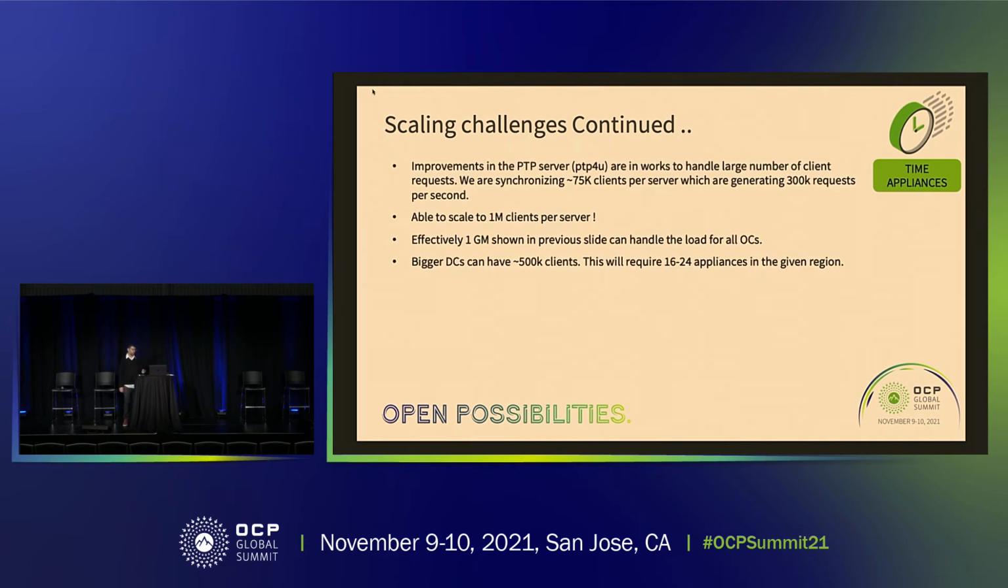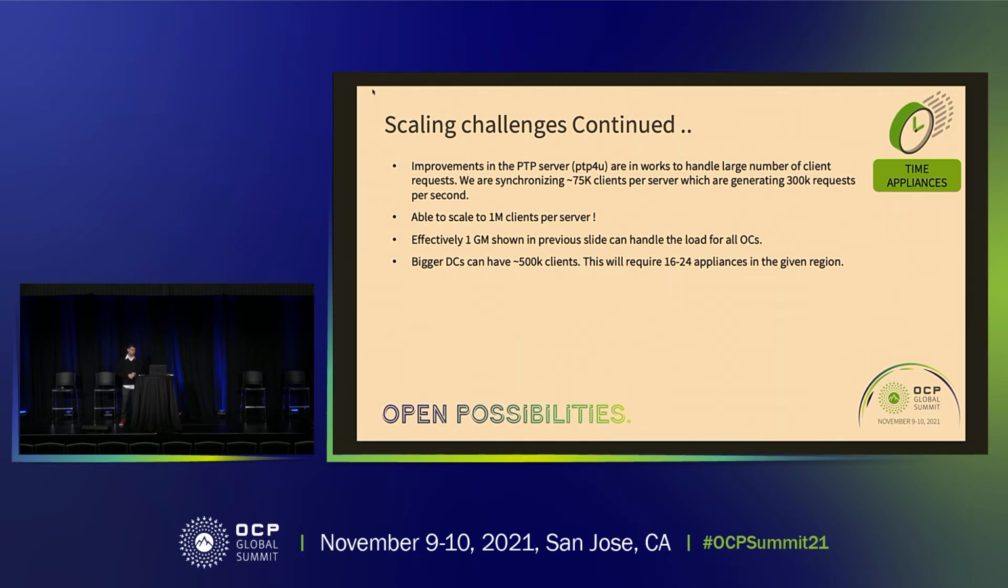So the scaling challenges, the way we solved this is that we started scaling the PTP server, which is PTP4U. We made it work with 75K clients. It was able to handle 75K clients at the time when I started writing these slides, and it was able to handle 300K requests per second. That's good, but now we are able to scale all the way up to 1 million clients per server.